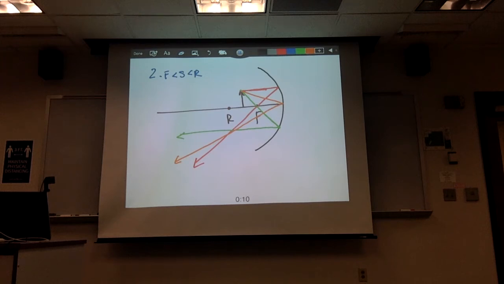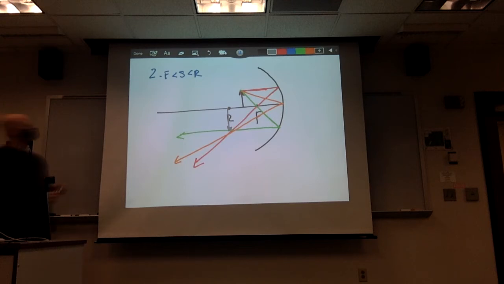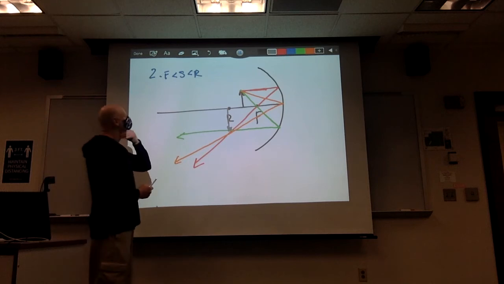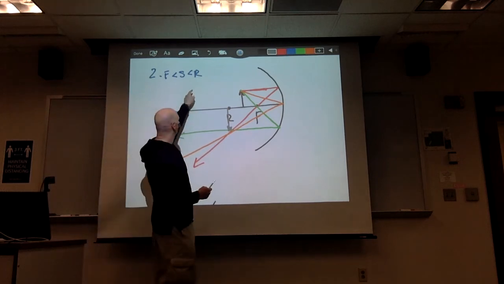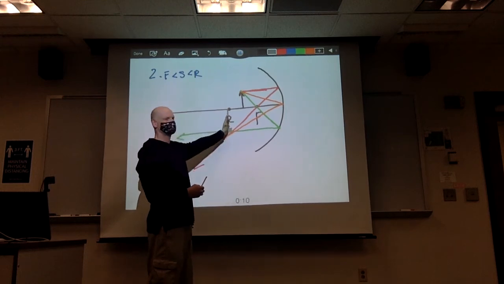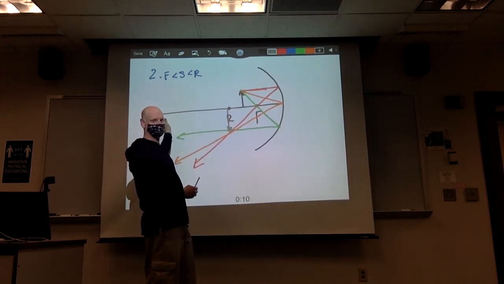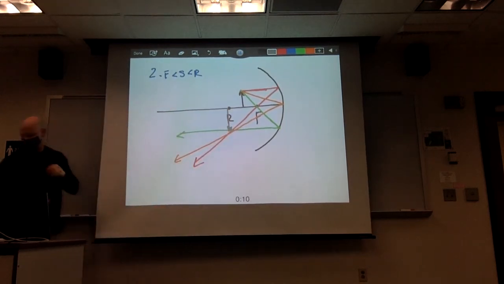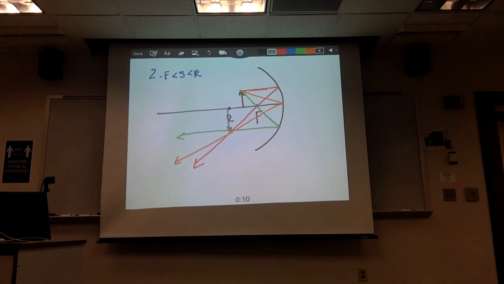If I drew this properly, and not quite properly, but close enough, what we should see is that our image is created where these rays overlap with each other. We should find that the location of our image is somewhere outside of the radius of curvature. So in this case, S prime is going to be bigger than the radius of curvature.